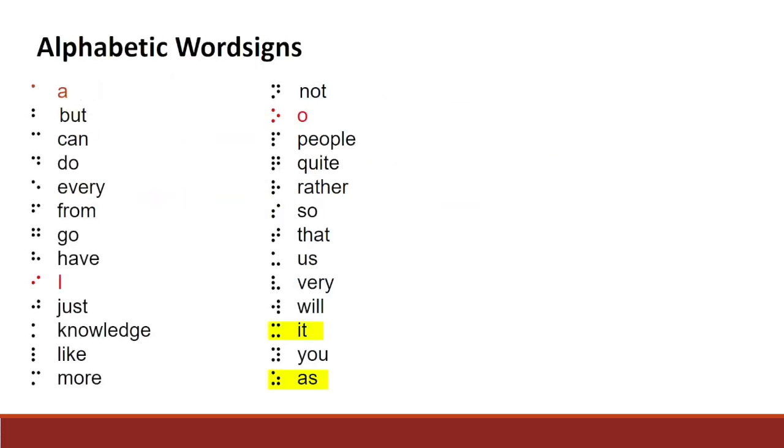Here are the alphabetic word signs. A, I, and O, highlighted in red, are already words when they stand as a single letter, so there is no other alphabetic word sign given to them. X and Z, highlighted in yellow, are the only two alphabetic word signs that don't begin with their given letter.